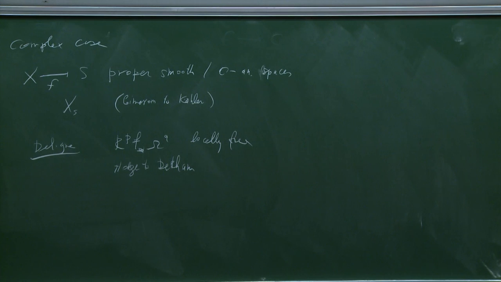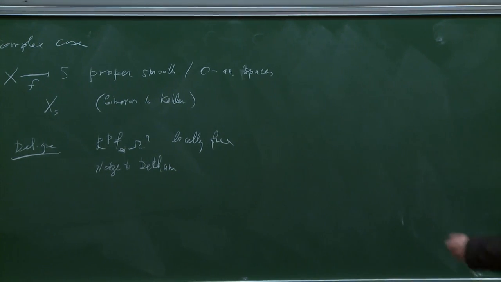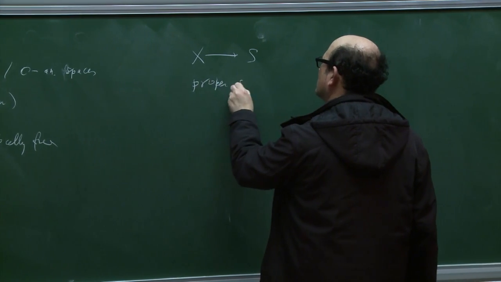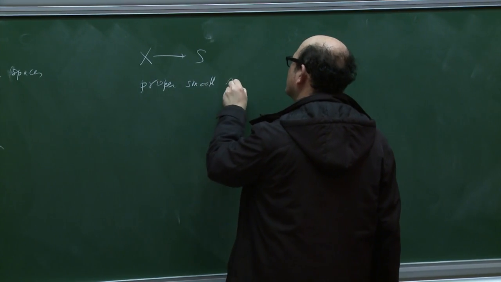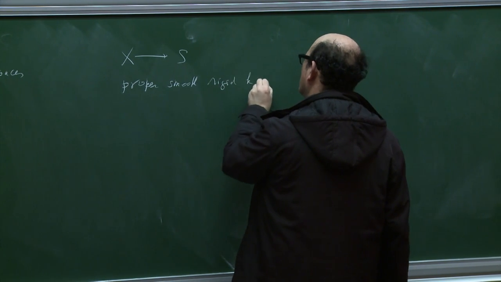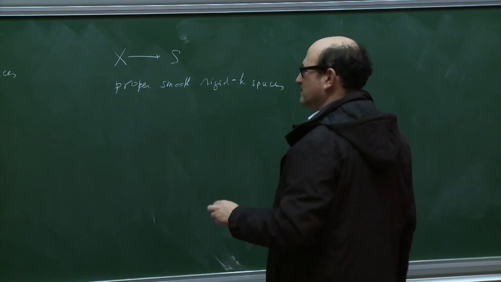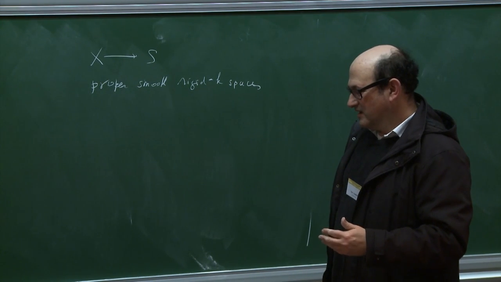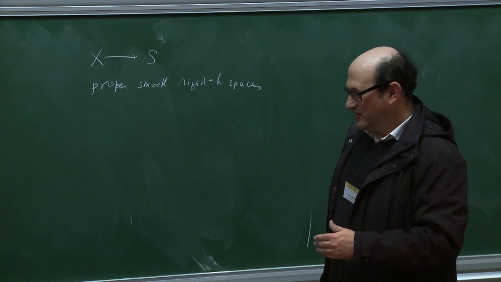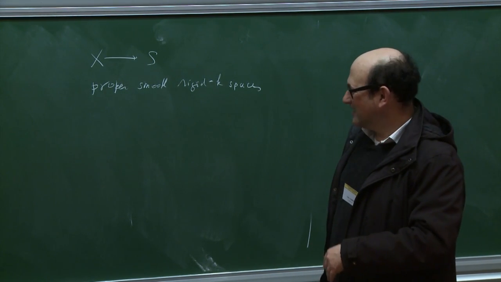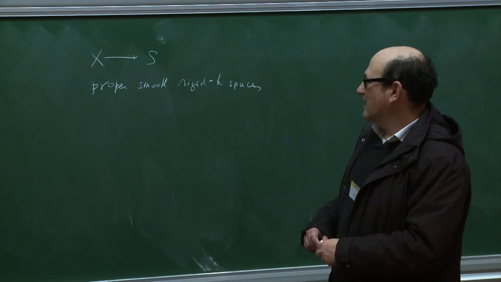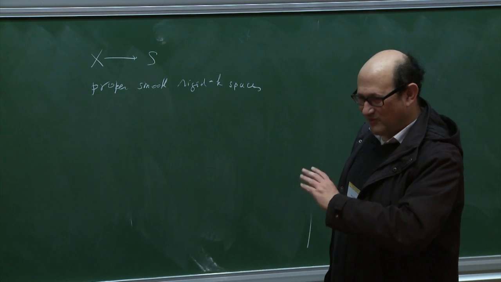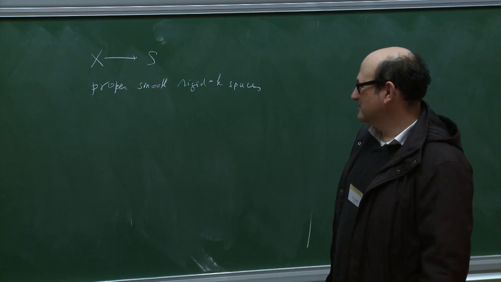So the strategy is like this. So if I have now proper smooth, let's say rigid K spaces, but it will also work in the noetherian case. So I need to work in a context where I have basic operations on coherent sheaves and flatness notions. So either the classical rigid case or the noetherian case. And then in the noetherian case, I have enough what is called rig points, or points where I can actually pass to the usual rigid analytic spaces.